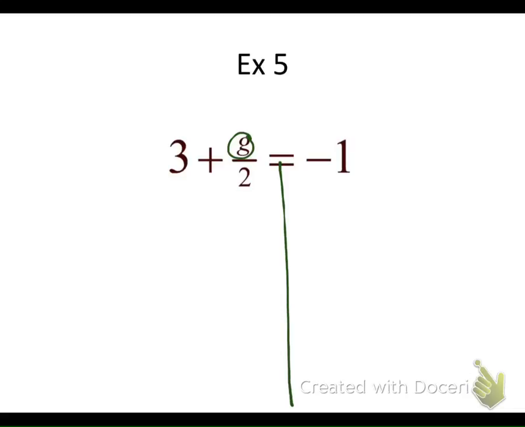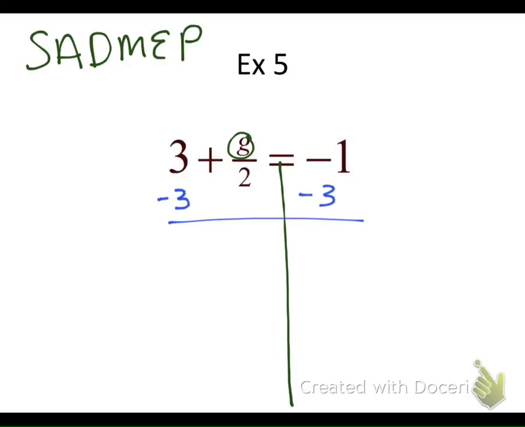What do I do first? Yeah, I subtract what? So I'm subtracting 3 from both sides. The 3's cancel. So what do I bring down on my left side? And my right side, what's -1 minus 3? Okay. Get the variable by itself.